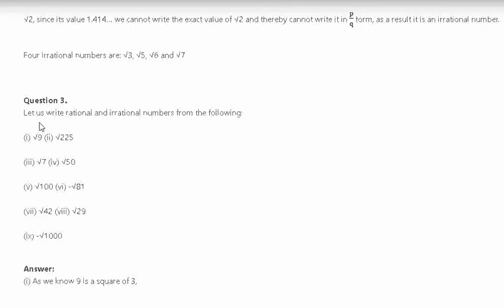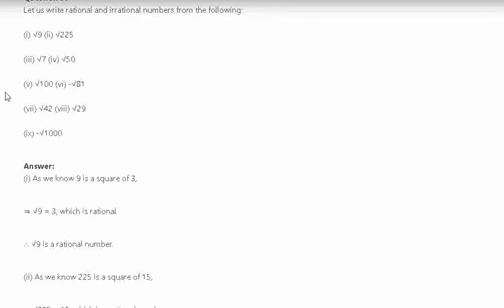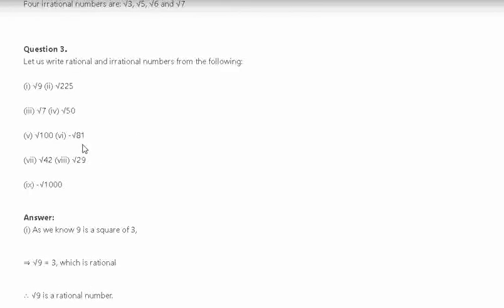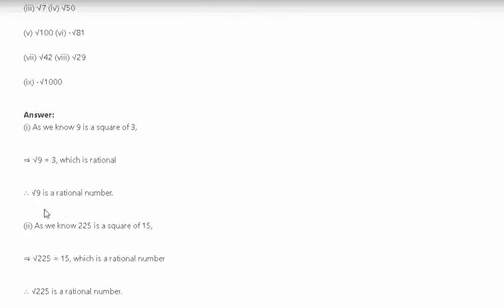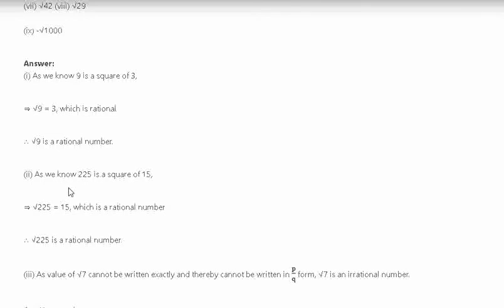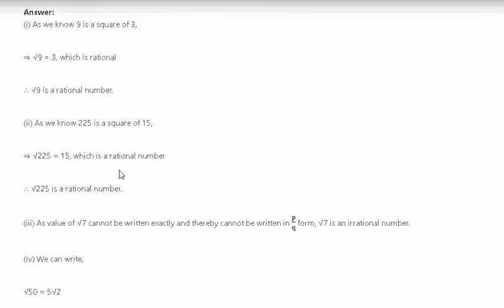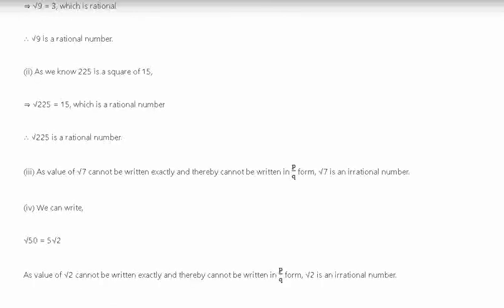Question number 3: let us write rational and irrational numbers from the following. Here we get a long chart, and we will find out which one is rational and which one is not. So guys, let's start. First one, root 9. We know 9 is the square of 3, that means root 9 equals 3, which is rational. So root 9 is a rational number. As we know, 225 is the square of 15, root 225 equals 15, which is also a rational number.